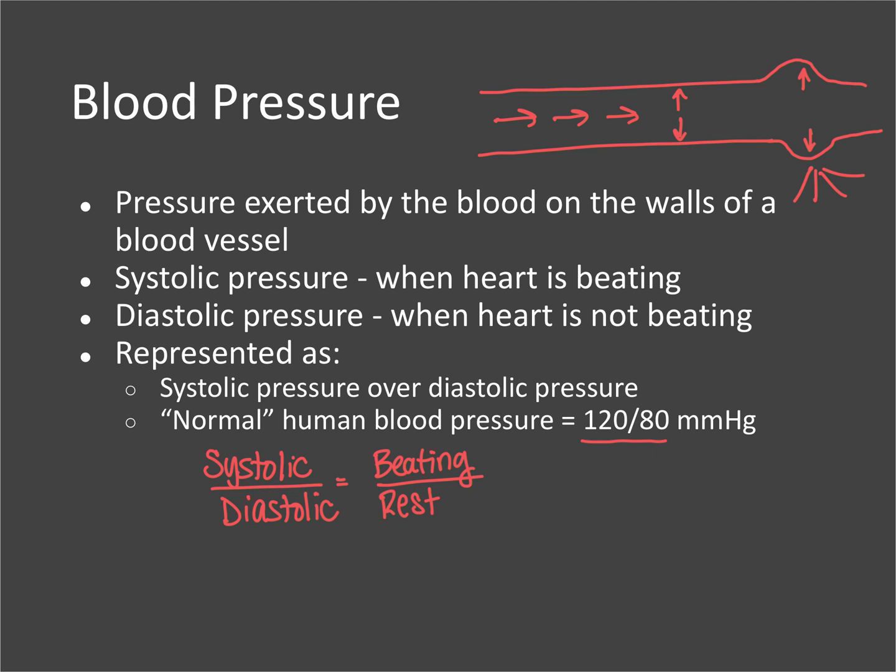As I mentioned, normal human blood pressure is considered 120/80, but just like anything with homeostasis, there is typically a variation around that which is still considered healthy or acceptable. And the units here, millimeters of mercury, are just a pressure unit.